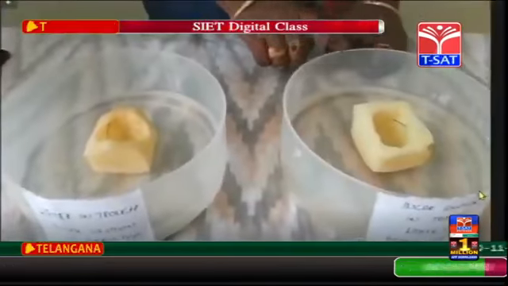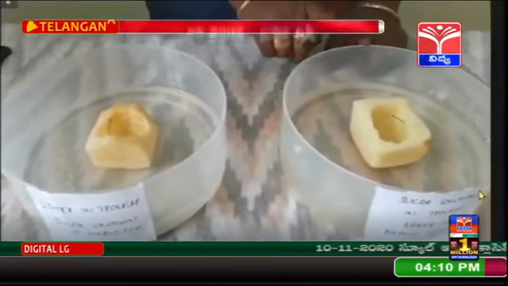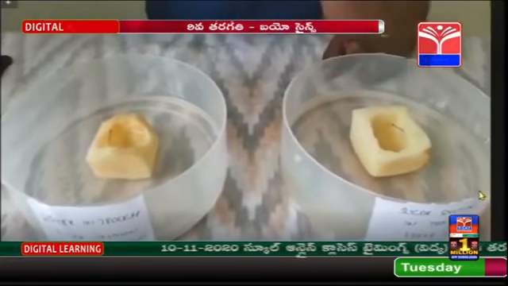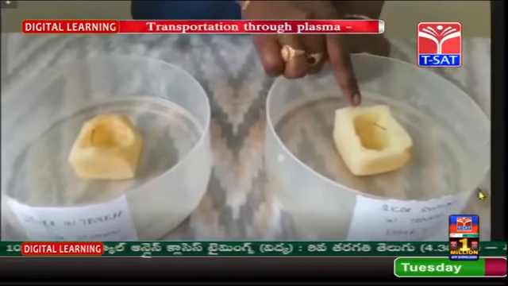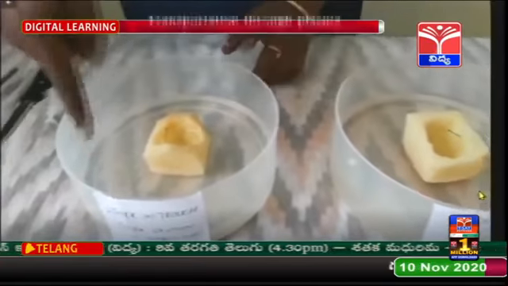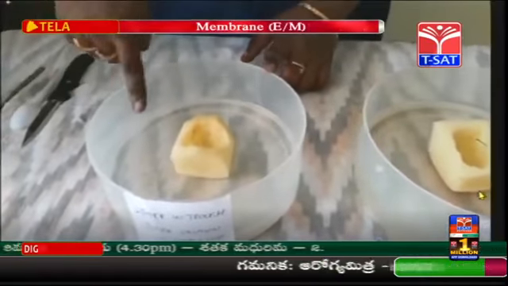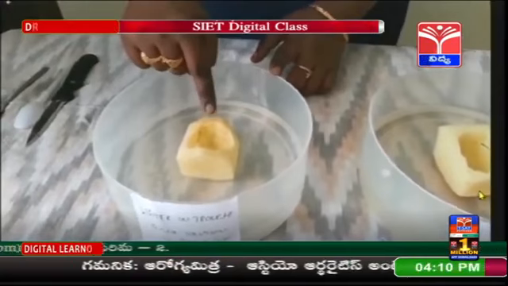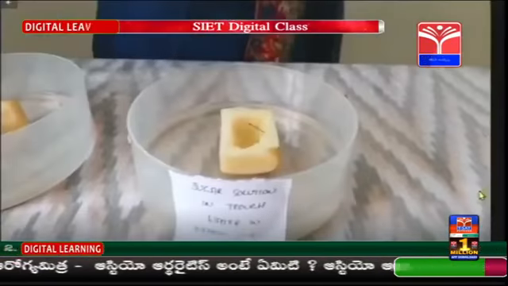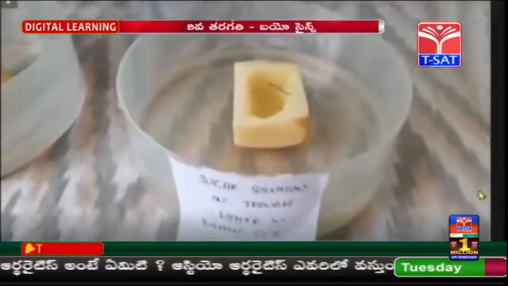Now children, we have two different bowls. In one bowl I have added sugar solution in the bowl and water in the potato cup. In the other bowl I have added water in the bowl and sugar solution in the potato cup. So in the potato cup experiment, let's see the observation.